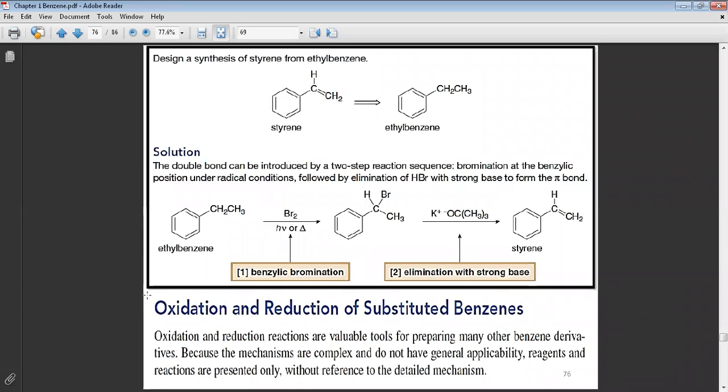Okay. Now oxidation and reduction of the substituted benzene. Of course this is the last topic in this chapter. Oxidation and reduction reactions are tools for preparing many benzene derivatives, because the mechanisms are complex, not easy mechanisms. For this reason I will not give you any mechanism for the reduction and oxidation. It is not for you. Without mechanism, I just want you to know the reaction.